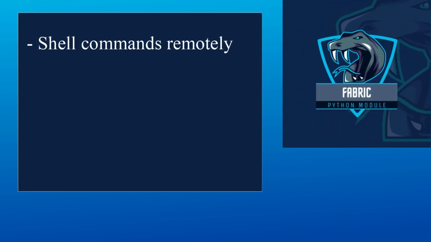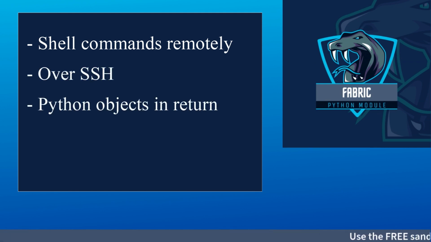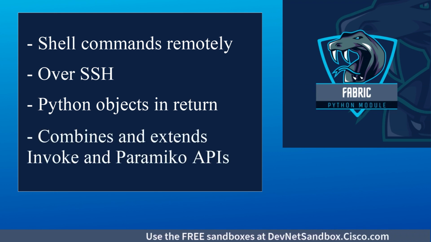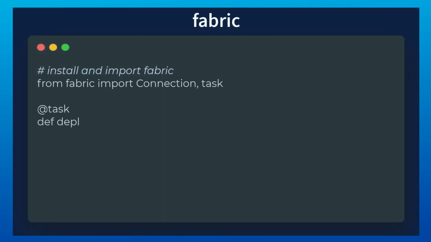Fabric is a high-level Python library designed to execute shell commands remotely over SSH, yielding useful Python objects in return. Fabric builds on top of Invoke and Paramiko, extending their APIs to complement one another while providing added functionality. It is currently not included with Python 3 and must be installed.